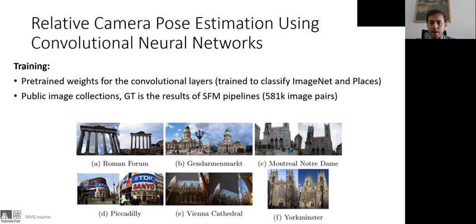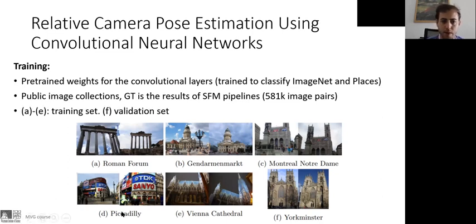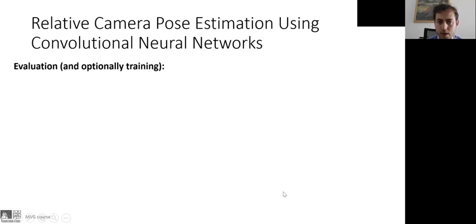And then they applied the SFM pipelines that consider all the images together and treated them as ground truth. So these are just images that were taken by people that went on vacation, and there is a public collection of these images with a good estimation for their camera poses. Okay, so they use this as ground truth, and they use the first 5 scenes as the training set and the 6th scene as the validation set to train their network.